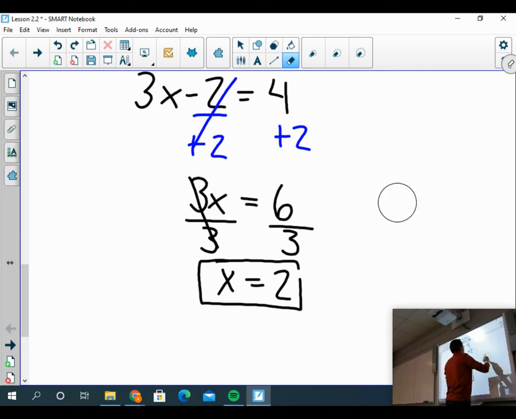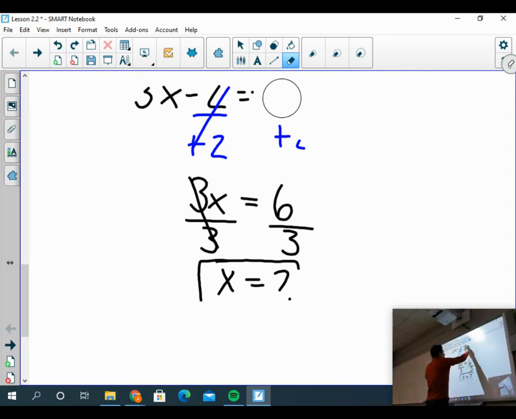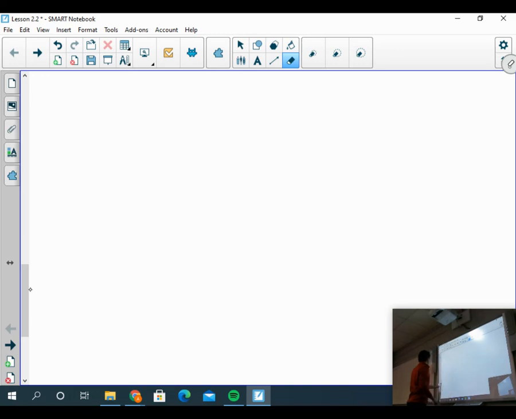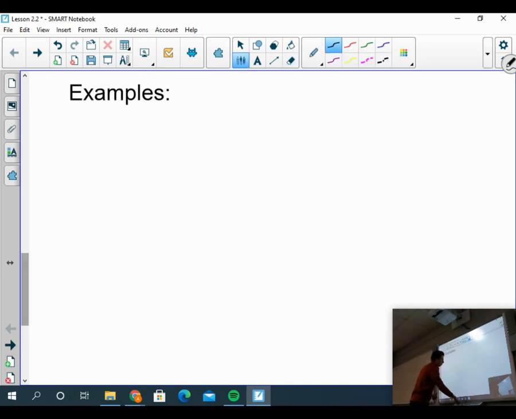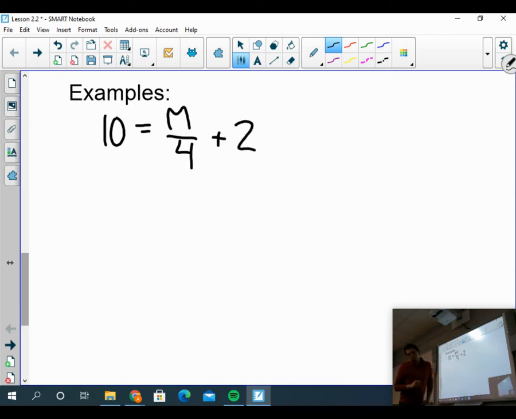Now that we kind of have a why behind it, the logic behind 2-step equations, let's go ahead and do the practical side. Let's go ahead and solve some. Okay, 10 equals m over 4 plus 2.